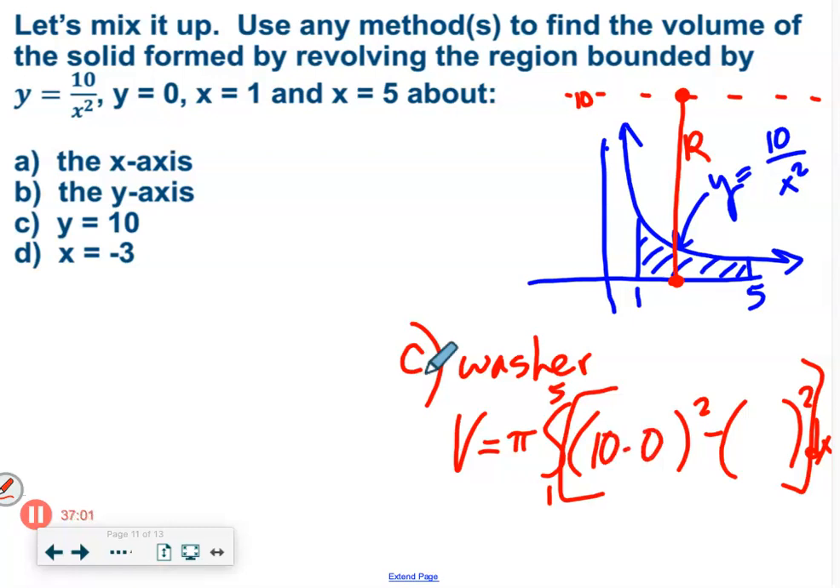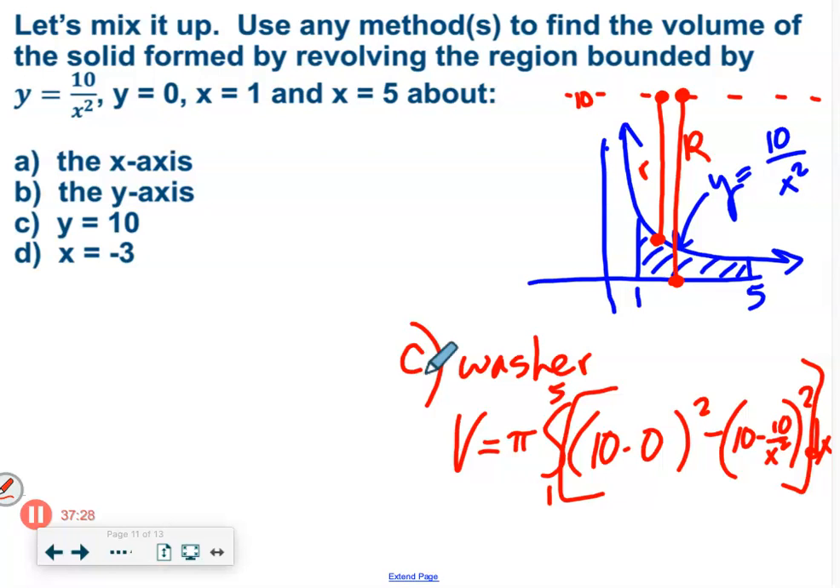Little r, start with your pencil on the axis of revolution, draw to the closer boundary, 10 minus 10 over x squared. That's little r, right? You can't draw those if you don't have the picture on your paper. I'm not trying to be mean to make you draw that picture every time. It really does help you. Sketch that region.